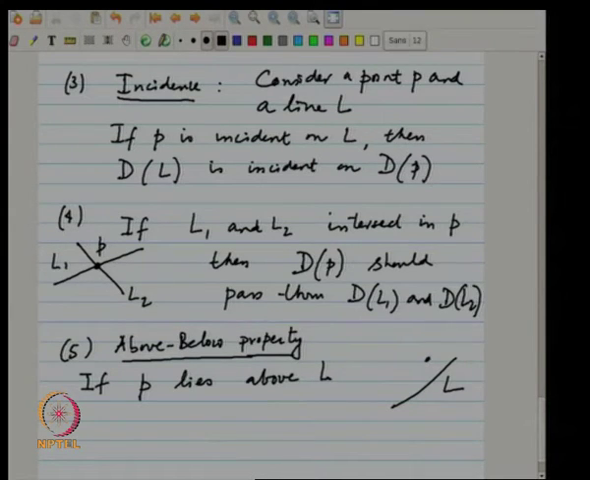So if P lies above L, then d of L, which is a point, depends exactly on what kind of function we finally choose, but I will just prefer this one. So, if the point is above L, d of L will be below d of P. We are just interchanging the orientation, but it is consistent. So, for all points and lines, this will be preserved.